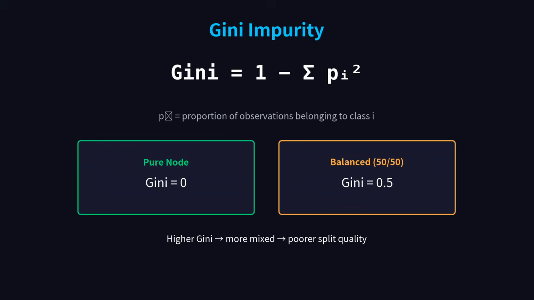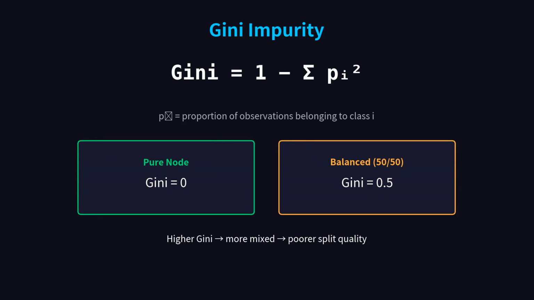Gini impurity equals 1 minus the sum of p_i squared, where p_i is the proportion of class i. For a pure node, Gini is 0. For a perfectly balanced node, it is 0.5. When evaluating a split, we must weight the child impurities by their sample sizes. The Gini of a split equals n_left over n times Gini left plus n_right over n times Gini right. In our sample, we have 6 approvals and 4 rejections.